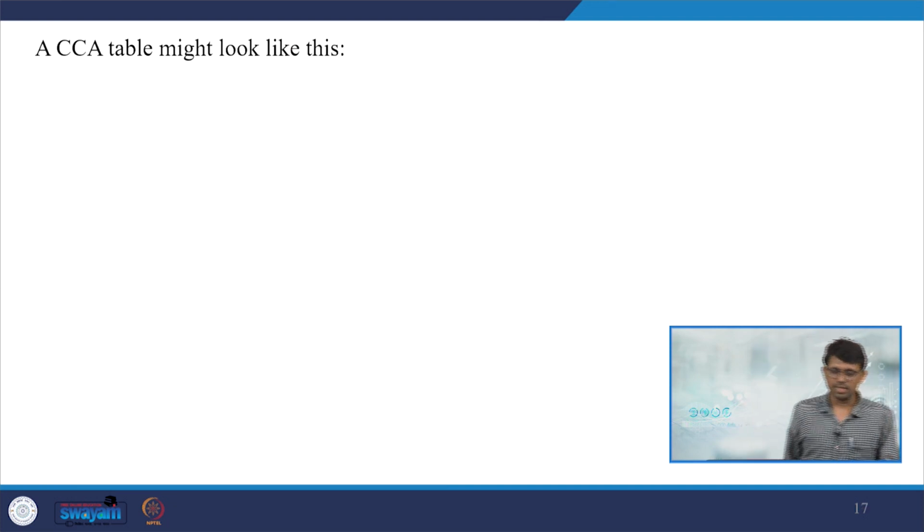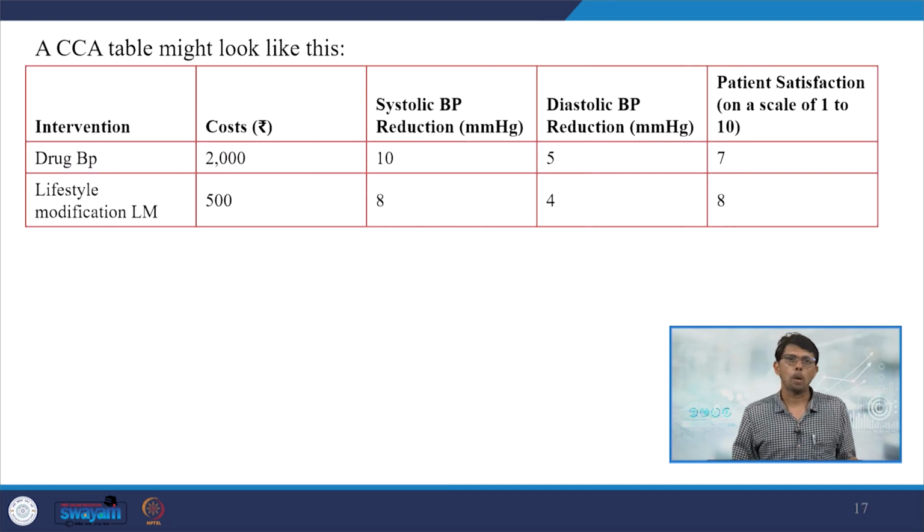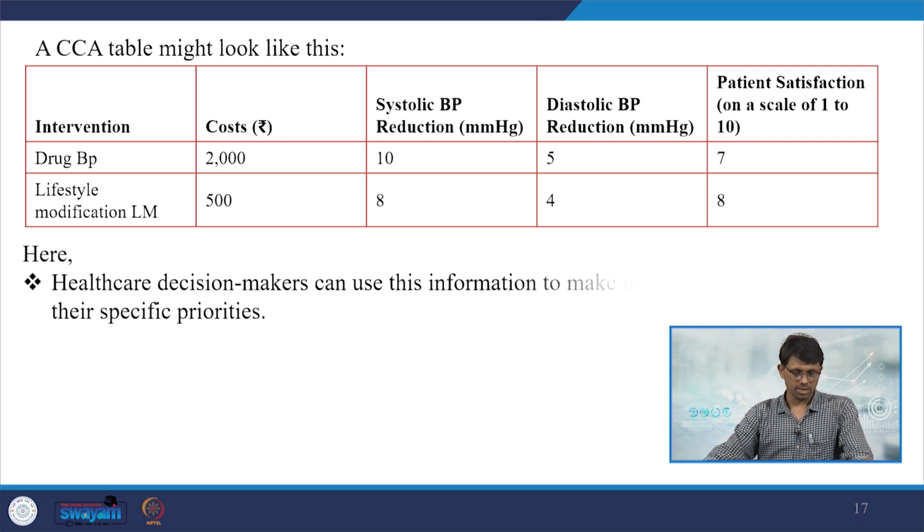So, a CCA table might look like this. You can see their cost, their systolic blood pressure readings, then maybe diastolic BP reduction, then patient satisfaction on a scale of 1 to 10, etc. This kind of figure might be available or a researcher might collect it.